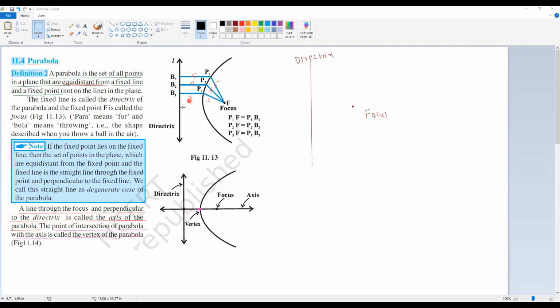parabola. It is the collection of all points in a plane in such a way that they will be equidistant from a particular point and a particular line. That particular point is known as the focus of the parabola. That particular line is known as the directrix of the parabola. Then the line which is passing through the focus, an infinite number of lines can be passed through the focus, but which is perpendicular to the directrix, there is only one line like that. That line is known as the axis of the parabola. And where the axis and the parabola intersect, that point is known as the vertex of the parabola. Clear?